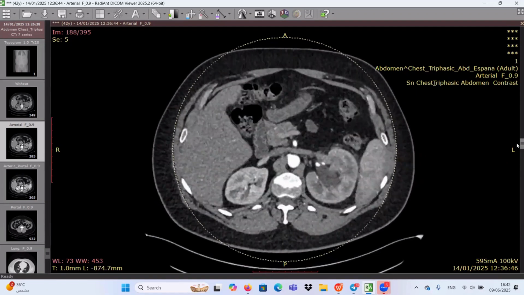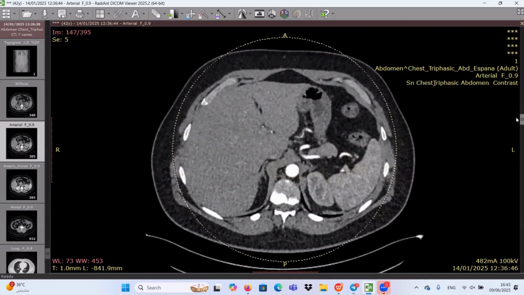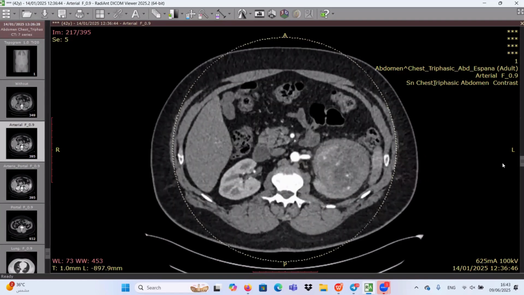It is not invading the spleen or the colonic flexure, and the renal artery appears unremarkable. I would like to see the renal vein in the venous phase.